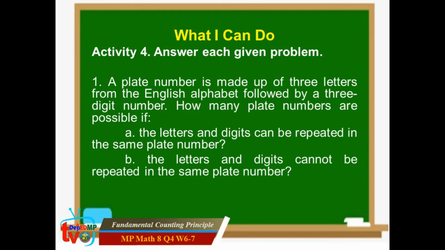1. A plate number is made up of 3 letters from the English alphabet followed by a 3-digit number. How many plate numbers are possible if A, the letters and digits can be repeated in the same plate number? B, the letters and digits cannot be repeated in the same plate number.